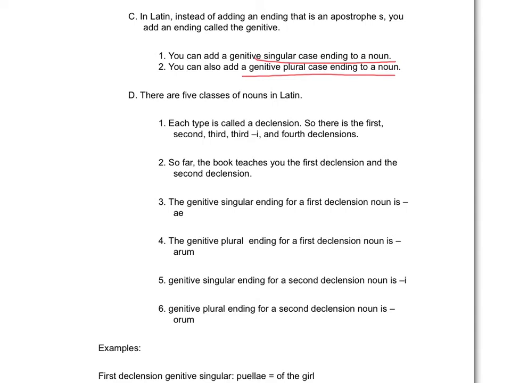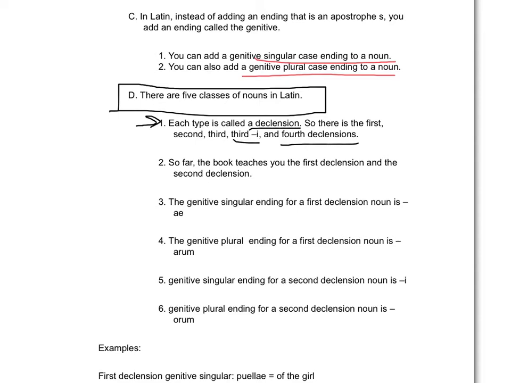At this point, I have to have a bit of a digression so you understand how to add these endings. There are 5 classes of noun in Latin. I mentioned this last time. Each type of noun is called a declension. That may be confusing because we use that terminology elsewhere. But each class is called a declension. So there's the first declension, the second declension, the third declension, the so-called third I declension, and the fourth declension.